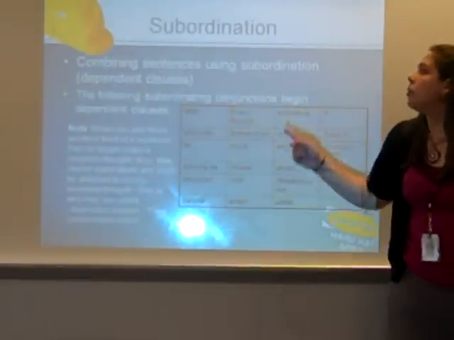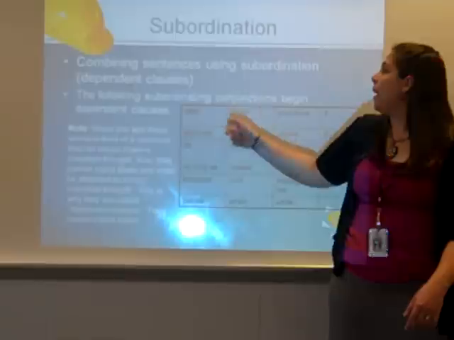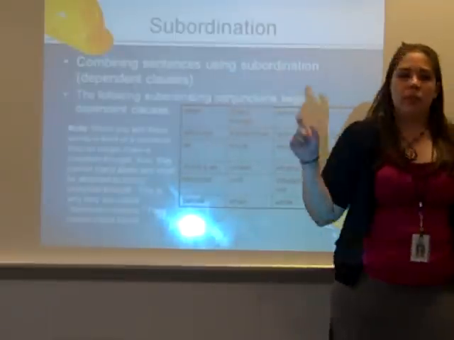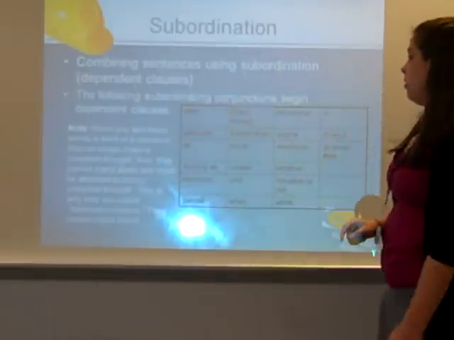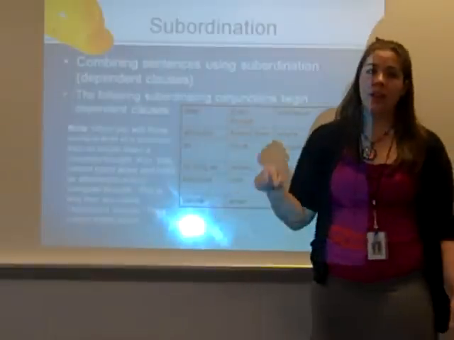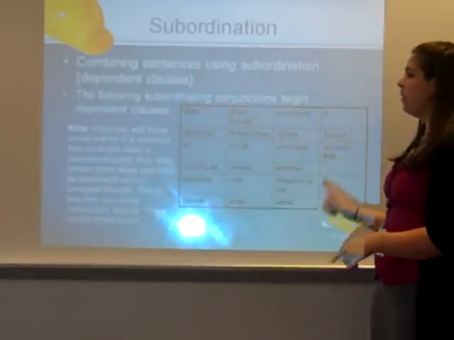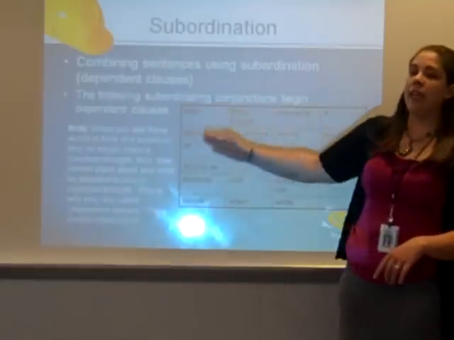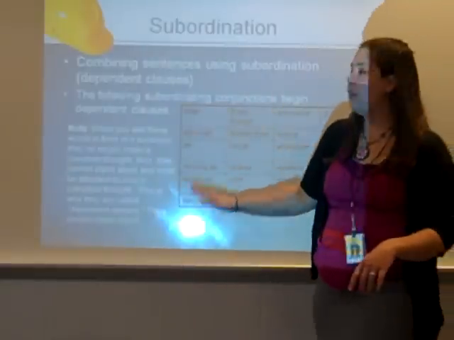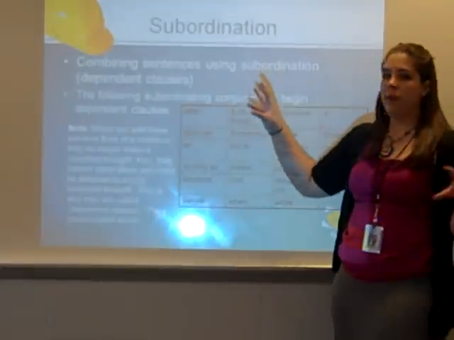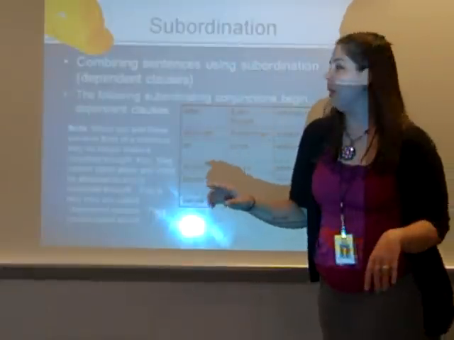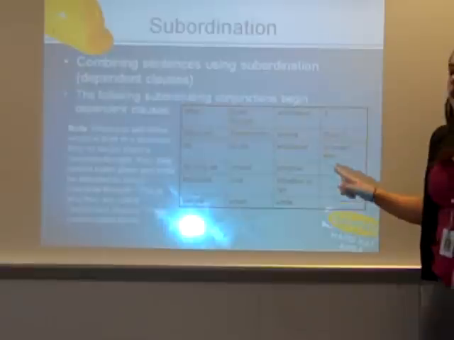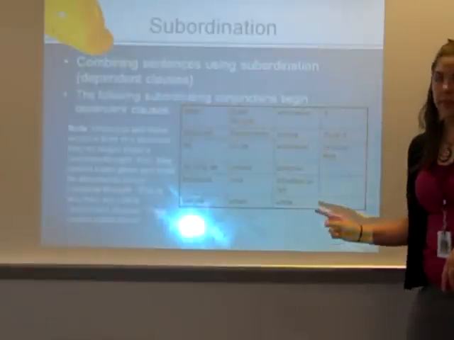The other strategy is called subordination, which is combining sentences using dependent clauses and independent clauses. You can make an independent clause dependent by using one of these words. These are called subordinating conjunctions. They make whatever phrase you've got, whatever clause you've got, dependent. Again, I want you to write down 3 of these.